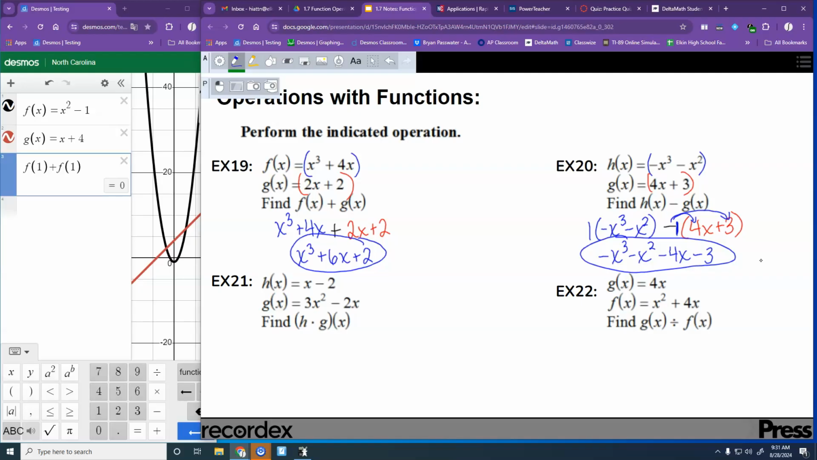21 is really going to stretch into the most difficult of the things I'm going to ask you to do. All right, you have to multiply these two together. That will look like this: x minus 2 times 3x squared minus 2x. All right, how do I multiply those together?